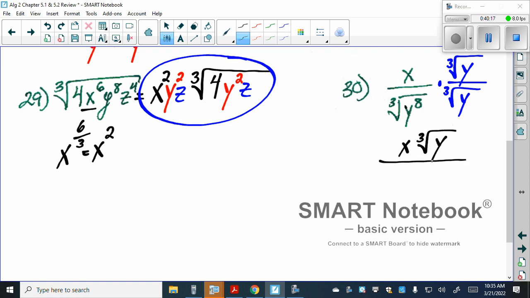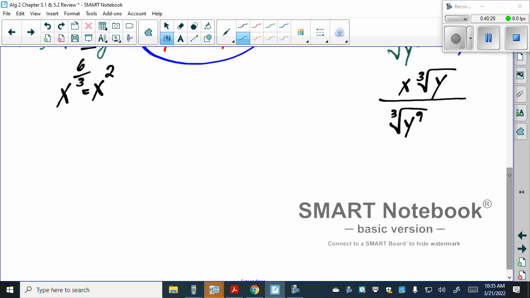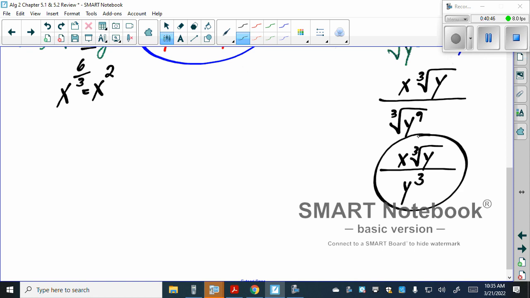And we multiply the top and bottom. The top, we'll just have x times the cubed root of y. And in the denominator, well, we'll have the cubed root of y to the 9th. And if we simplify the cubed root of y to the 9th, we're really just dividing 9 by 3. 9 divided by 3 is? So we have x times the cubed root of y over y cubed.